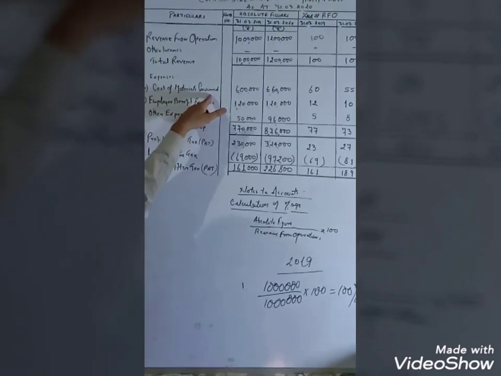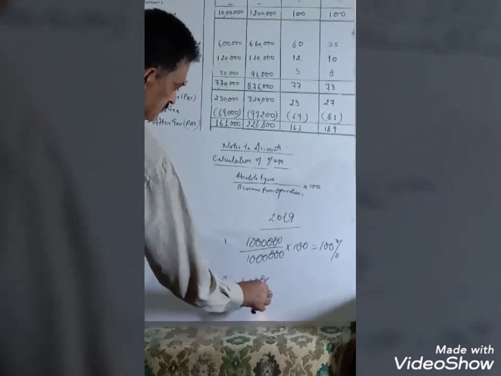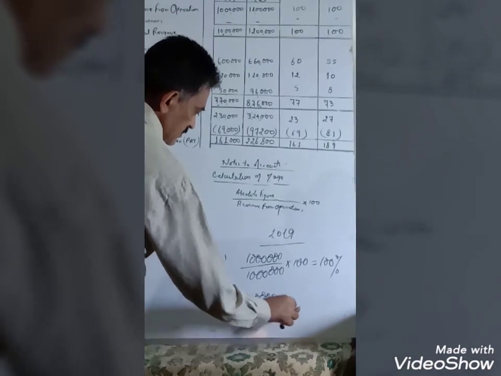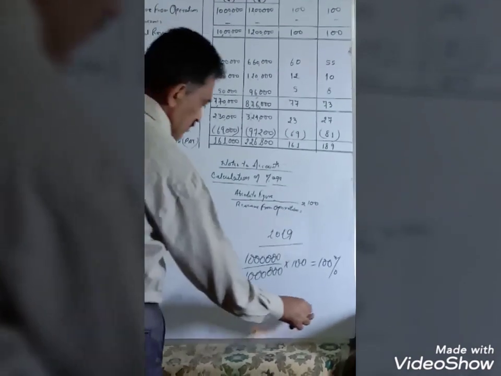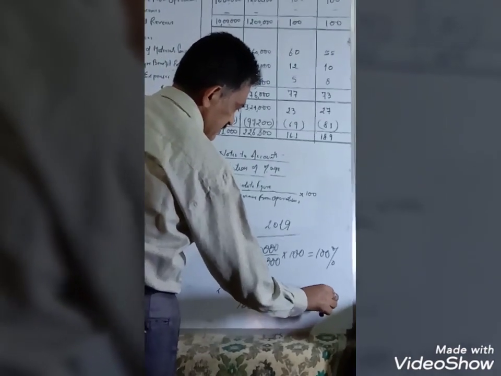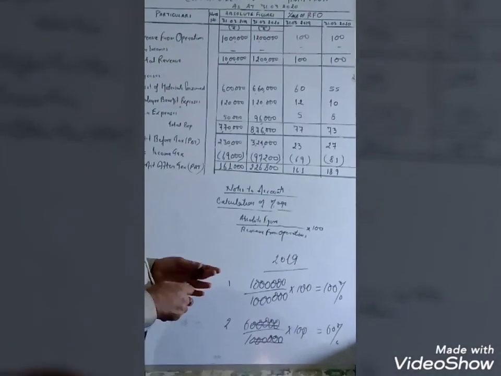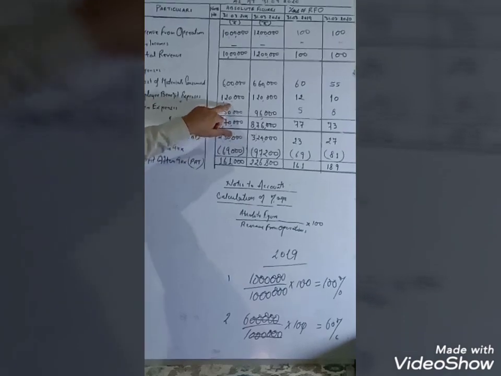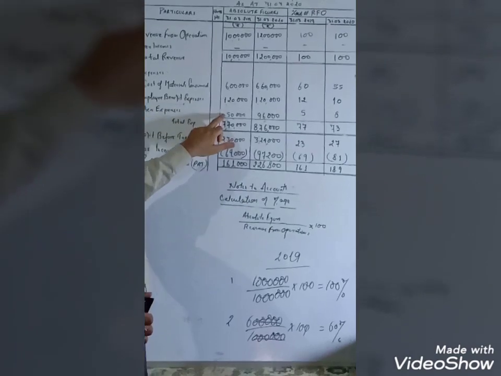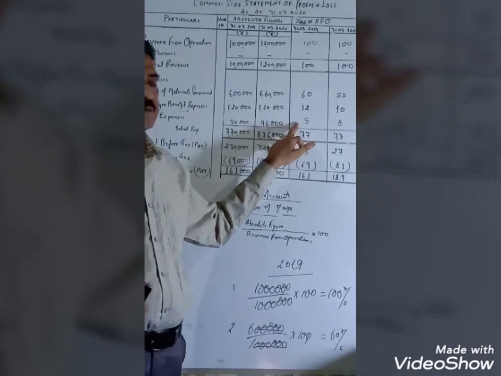Now second is the cost of material consumed, 6 lakh. So 6 lakh divided by 10 lakh multiplied by 100. We will get 60%. So we will write here 60%. Similarly, for 1,20,000 divided by 10 lakh, we will get 12%. 50,000 divided by 10 lakh multiplied by 100, we will get 5%.